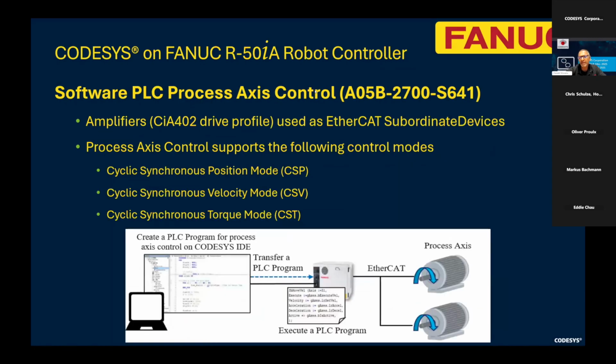The third piece of this exciting software is the process access control option. This feature will allow users to connect amplifiers that use the CiA 402 drive profile to be connected as EtherCAT subordinate devices using CODESYS EtherCAT SoftMotion. This feature will support control modes such as cyclic synchronous position, velocity, and torque modes. Again, the major advantage is that all 3 options are designed within CODESYS development system for ease of use.